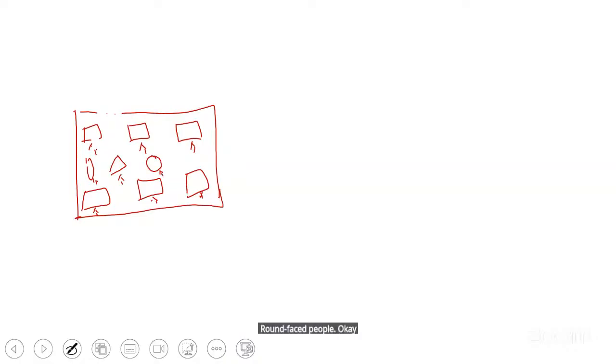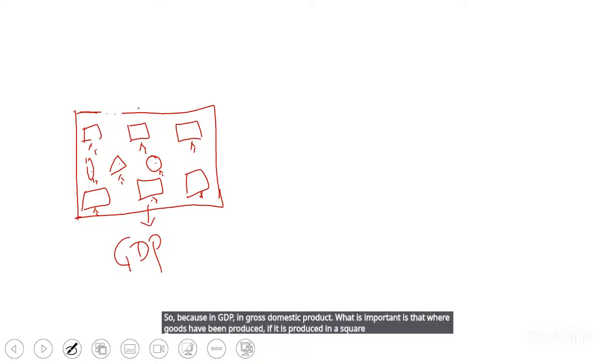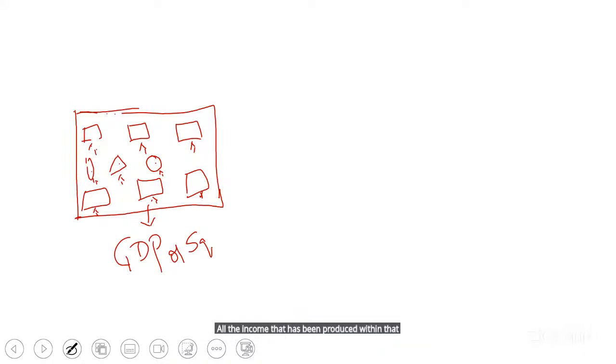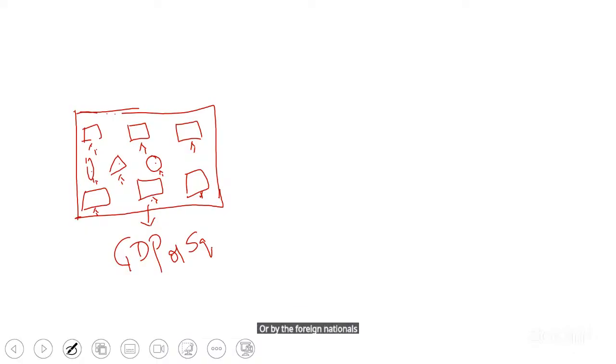In GDP, listen to me carefully. In GDP, we consider the income of all square faced, oval faced, triangle faced, and round faced, everybody. Because in gross domestic product, what is important is where goods have been produced. If it is produced in the Square country, then the GDP of Square country would include all the income that has been produced within that economy. It could have been produced by the residents of the country or by foreign nationals. Are you able to understand?